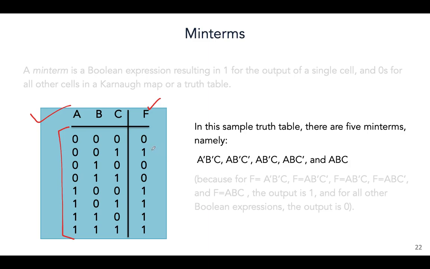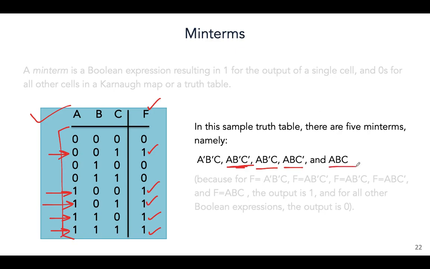Let's see in this table, this is a 1, this is a 1, this is a 1, this is a 1 and this is a 1. So these are the minterms. This is what we mean by minterms. In this truth table, we see 5 minterms. What are those? This one, which is A dash, B dash, C. The second minterm is this one, which is A, B dash, C dash. This is the third minterm, which is A, B dash, C. This is the fourth minterm, A, B, C dash. And the fifth minterm is A, B and C, right?